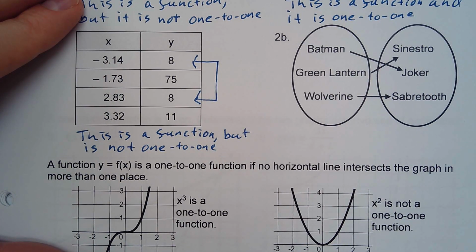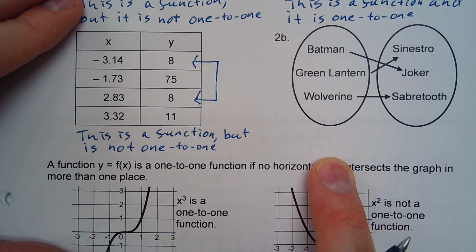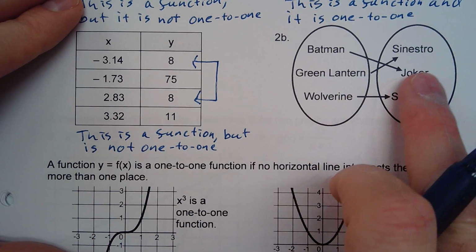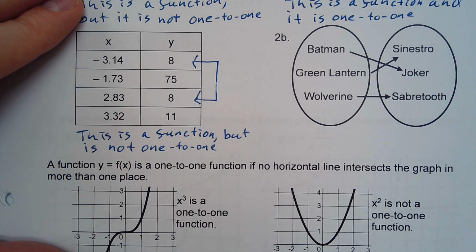Looking at b, it is a function. Each y value is coming from a different x value, so it is one-to-one.